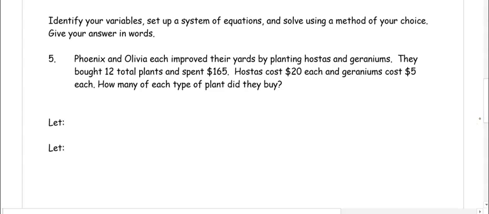In our last problem, identify the variable, set up a system of equations, and solve using your method of choice. So in this problem, we have Phoenix and Olivia each improved their yards by planting hostas and geraniums. They bought a total of 12 plants and spent $165. Hostas cost $20 each, and geraniums cost $5 each. How many of each type of plant did they buy?